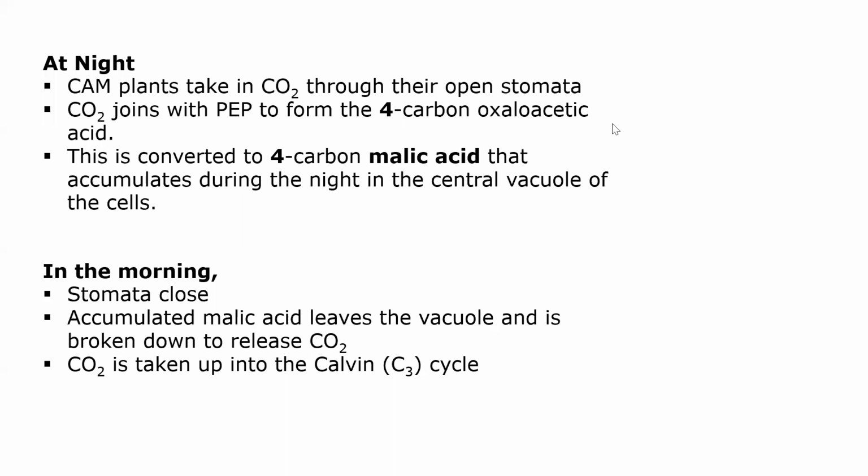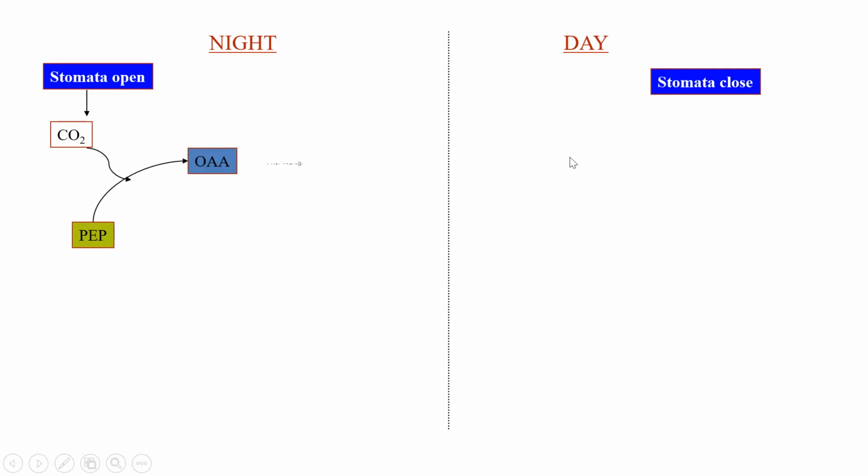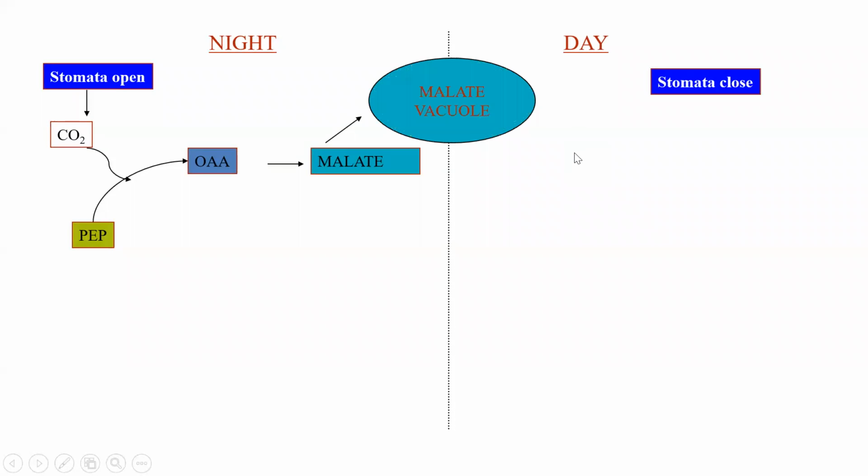So everybody noted? Shall I move? Okay. So have a look at this flow chart. Right now we have just learned about CAM plants. So stomata open, what will happen? CO2 will be taken by PEP. They will form oxaloacetic acid. It gets converted into malate, and this malate will get stored in the malate vacuole. So that is what is going to happen in the night.